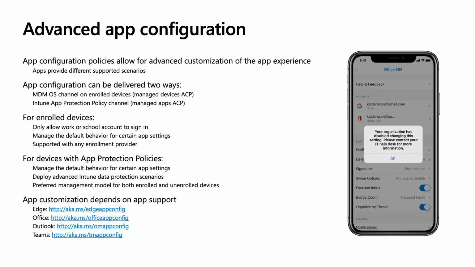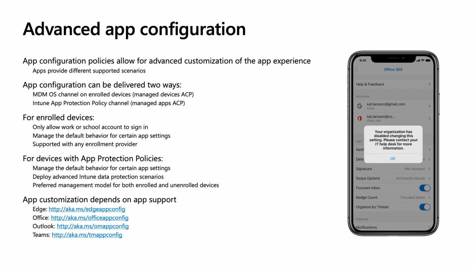Thanks, Ross, for that deep dive. Today, we can get into how to do advanced app configuration using the Microsoft Endpoint Manager stack. App configuration policies are different from protection policies. Configuration policies allow for custom and advanced customization of the app experience for end users. Apps are allowed to provide different supported scenarios, and app configuration can be delivered via two methods.